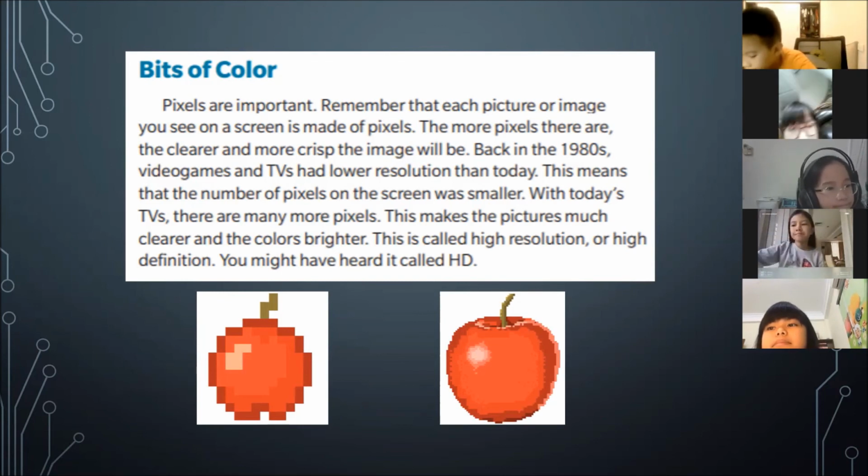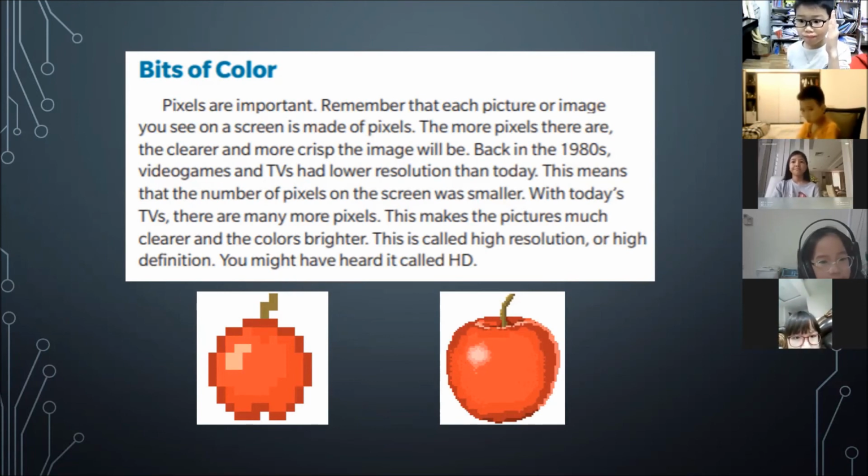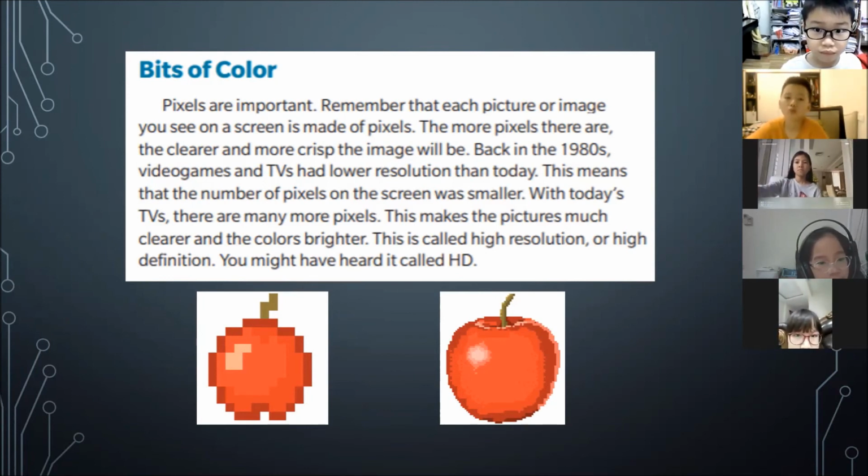Good. Down here, we've got two pictures of an apple. One of them has a little bit more detail than the other, but they're both made up of pixels, and they're both made up of the same colored pixels. What I want you to do in a moment is I'm going to turn on annotation, and I want you to circle the apple with low resolution. I want you to circle the apple that doesn't have very many pixels, okay?